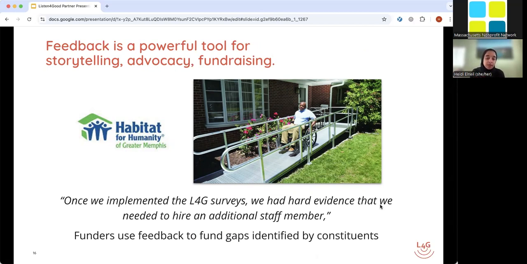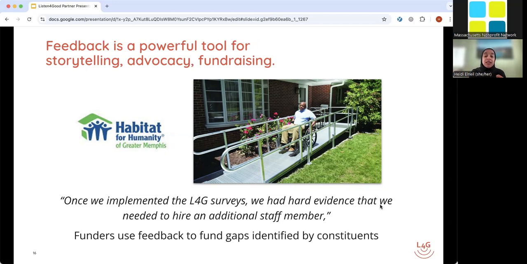So I want to share a couple of stories. One is Habitat for Humanity of Greater Memphis, because in addition to the great work that Habitat does building homes, they have programs to help seniors age in place by retrofitting their homes so that they stay accessible. And when they surveyed this population, their clients said, "We do appreciate this. This is great. However, I don't always know how to use the things that you've installed in my home."